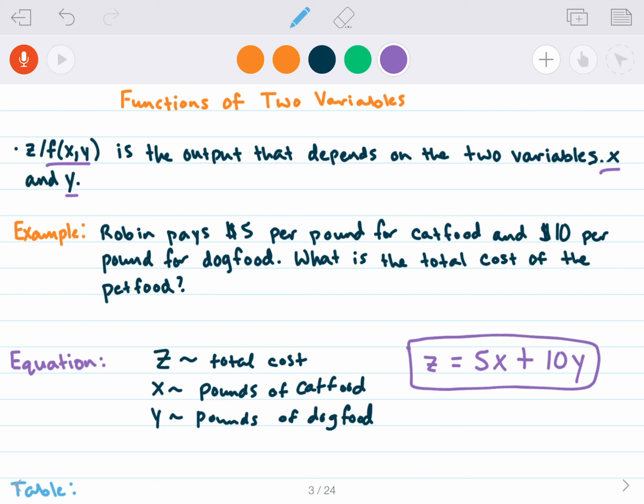We have a variable Z, our total cost, that depends on two variables. The first variable is the number of pounds of cat food that she buys, and the second variable is the number of pounds of dog food that she buys. All right, so let's play around with this a little bit. Now our table, we need to extend the table a little bit because this time we have two inputs and we want to do this in a sort of organized way.